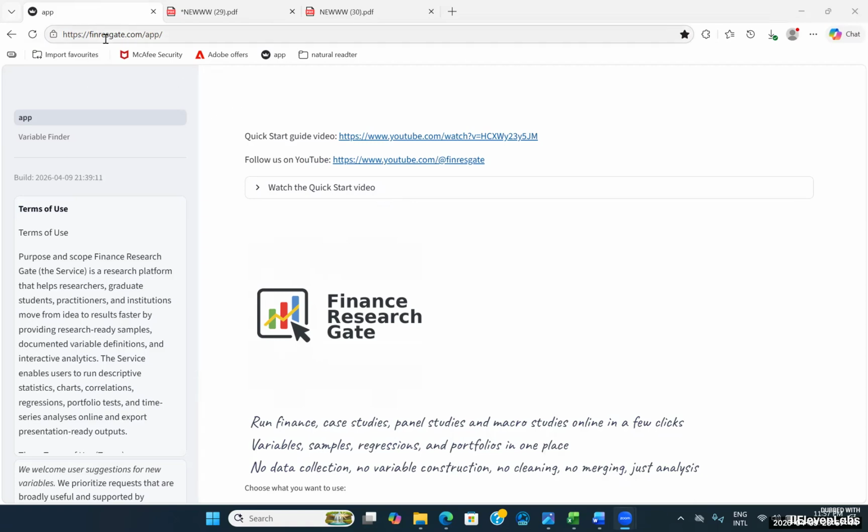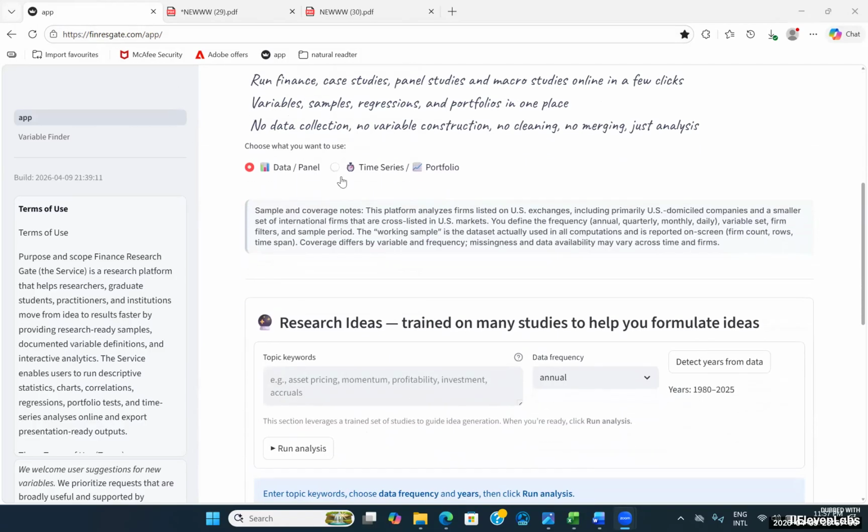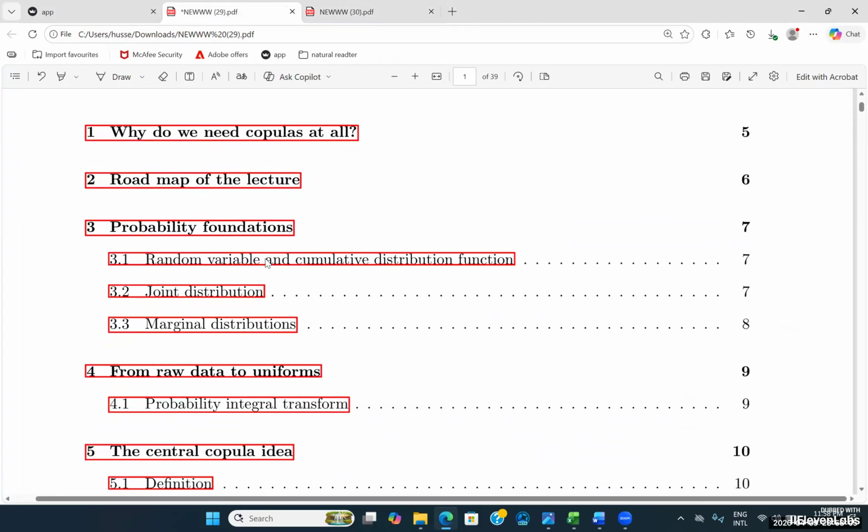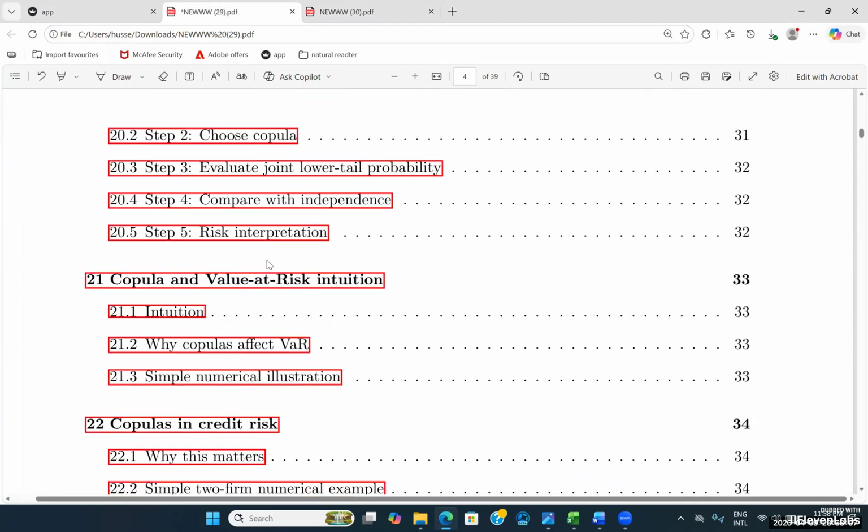As is our usual procedure, we will be making use of the Finance Research Gate, and our aim is to thoroughly examine the specific time series connection between the technology sector's return and the overall market's return. The specific method we're going to explore today is referred to as the copula method. To properly understand its intricacies, we should begin by covering some fundamental concepts and basic principles.